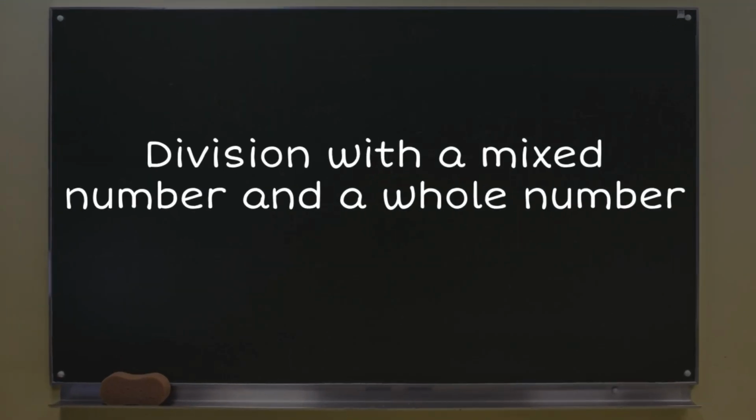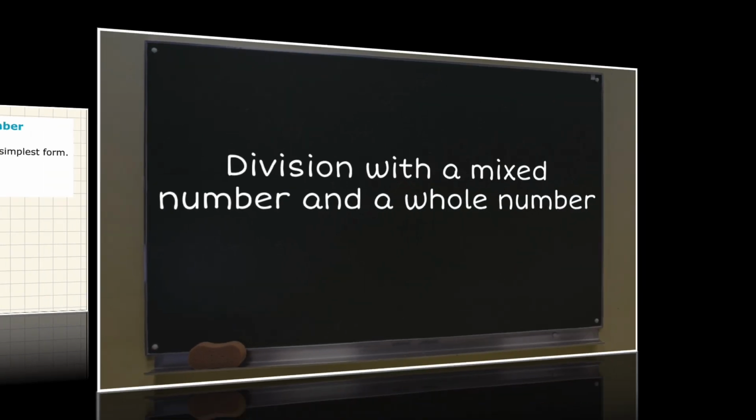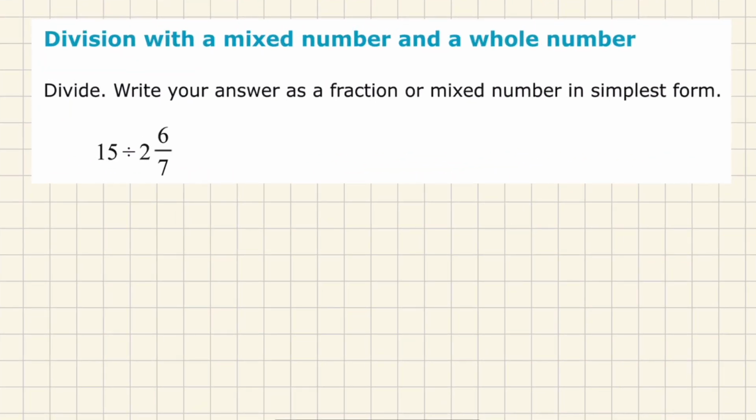Division with a mixed number and a whole number. We're given this example asked to divide and to write our answer as a fraction or mixed number in simplest form. And to do mixed number division, we will first rewrite any mixed numbers as fractions, and I'll also write any whole numbers as fractions.